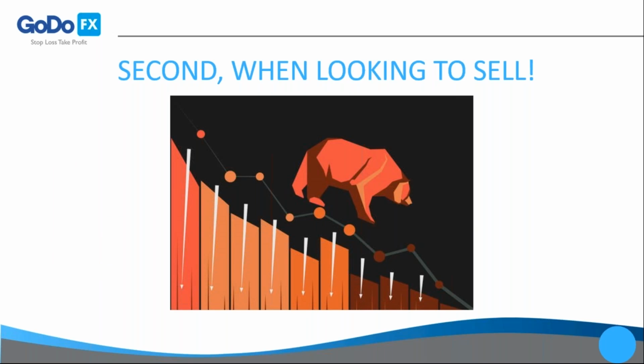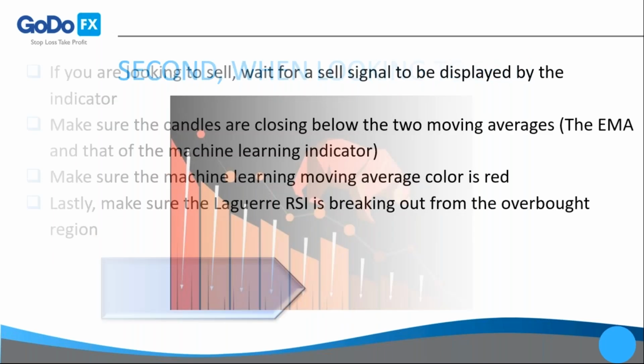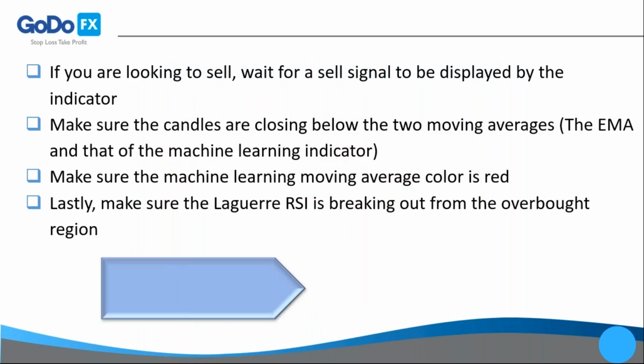On the other hand, if you are looking to sell, wait for a sell signal to be displayed by the indicator. Make sure the candles are closing below the two moving averages, the EMA and that of the machine learning indicator.